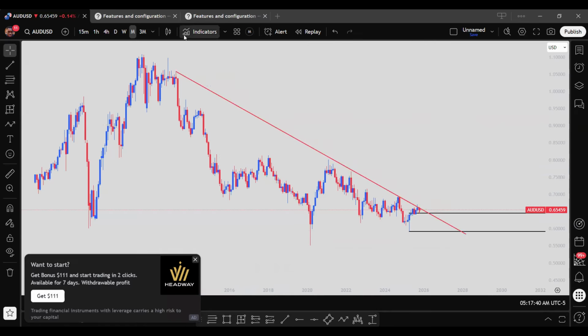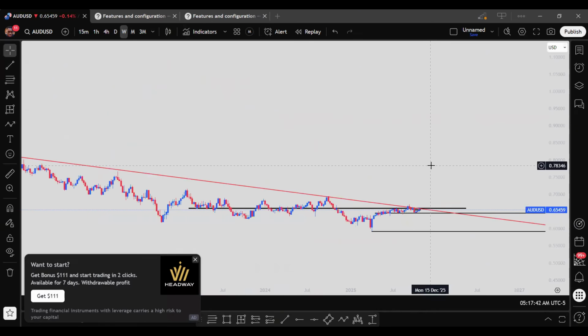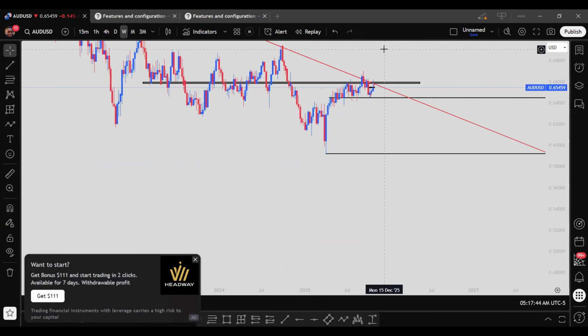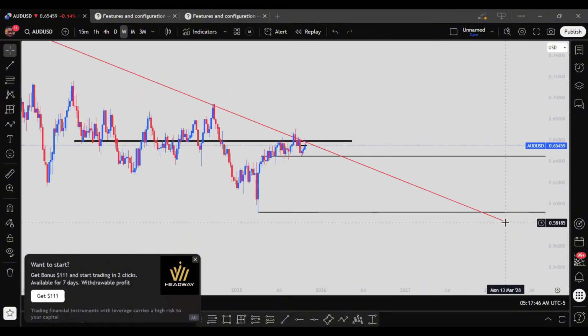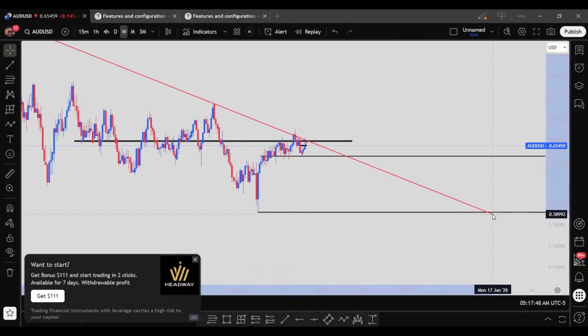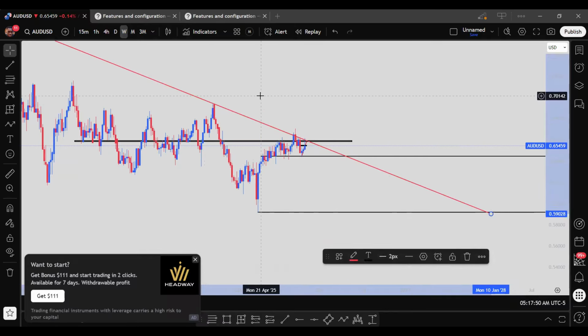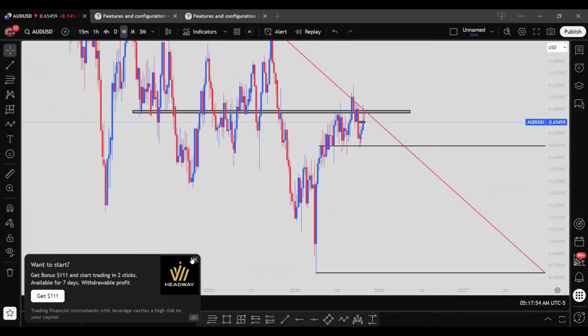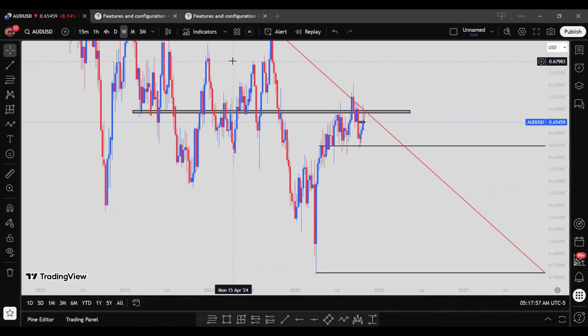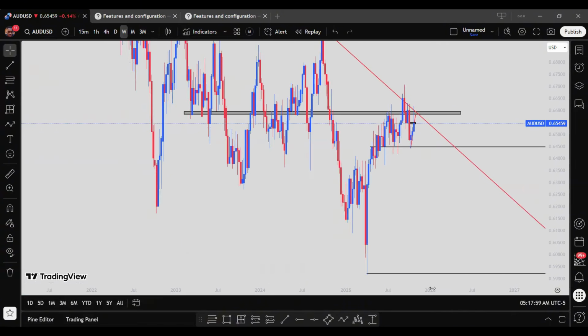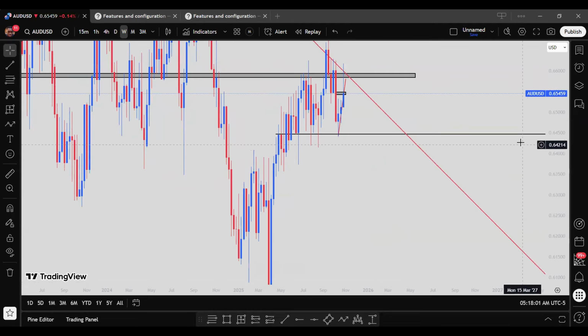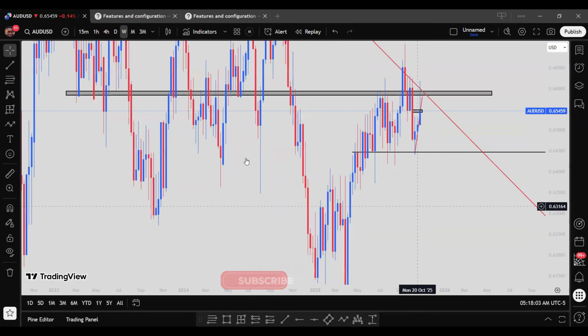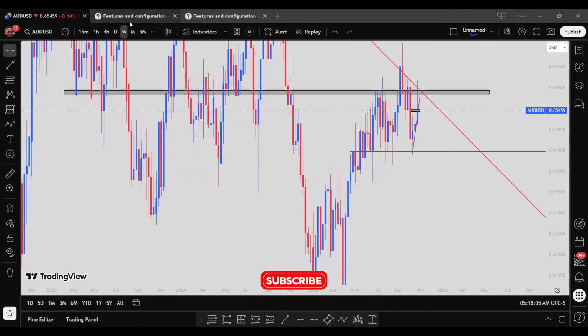Okay, so now let me go down to the weekly. What I did here is very simple. We have a first touch from the top where I drew it from, and also we have the second touch of it here, and we have the third touch of it here. So this is my second entry, this is how my second entry is going to be on AUDUSD. I already talked about my first entry when I started this video.